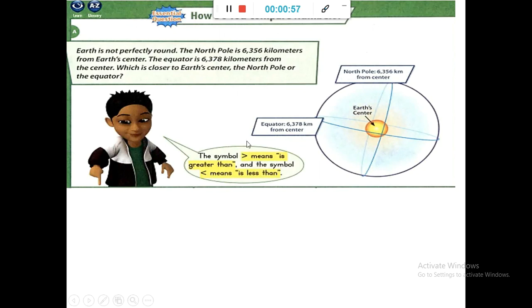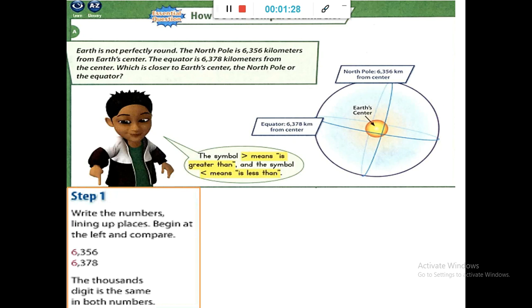Of course, this symbol means is greater than, and this symbol means is less than. If it's open to the left, we can say greater than, أكبر من. If it's open to the right, it means less than. So when it's open to the left, this means the number on the left is greater than the number on the right. If it's open to the right, this means the number on the left is less than the number on the right. How do I compare two numbers?